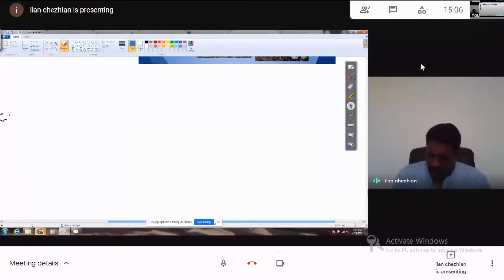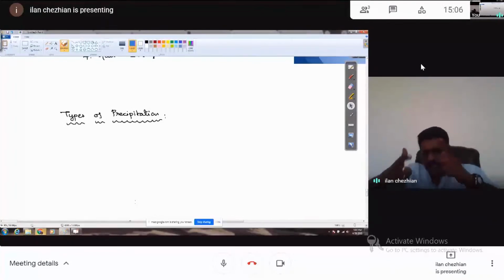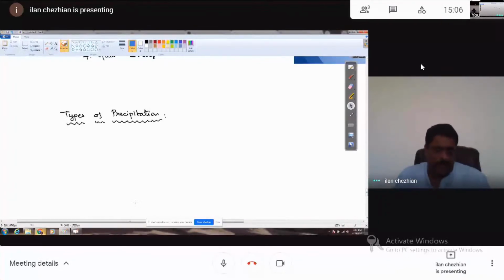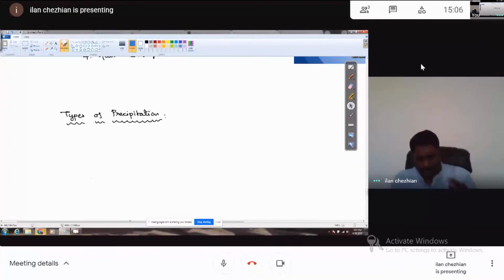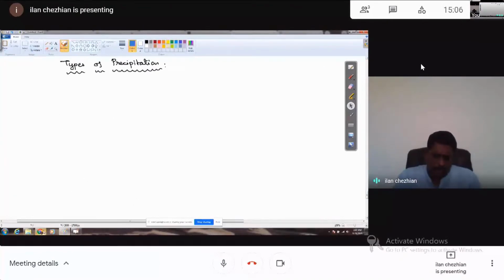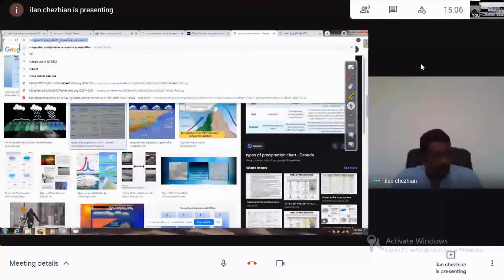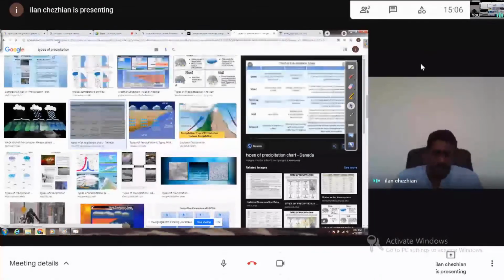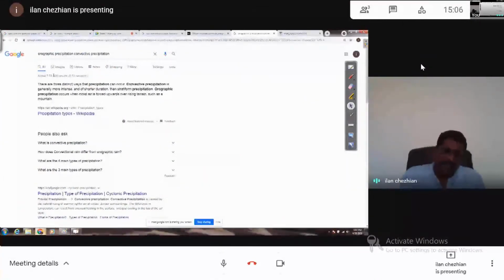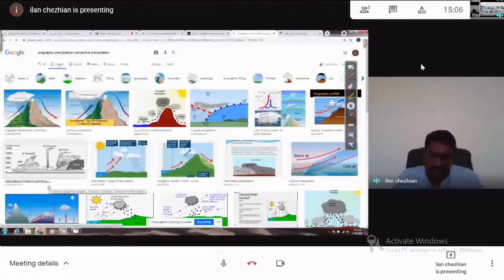Now coming to the final aspect, types of precipitation. See, when I talk about types of precipitation, what exactly is the process that facilitates this precipitation? Generally, there are 4 types. Most of the books say 3. What are they? I'll tell you. You call them as what? Orographic precipitation, frontal precipitation, and convectional precipitation. I tell you what type of precipitation you will be experiencing.